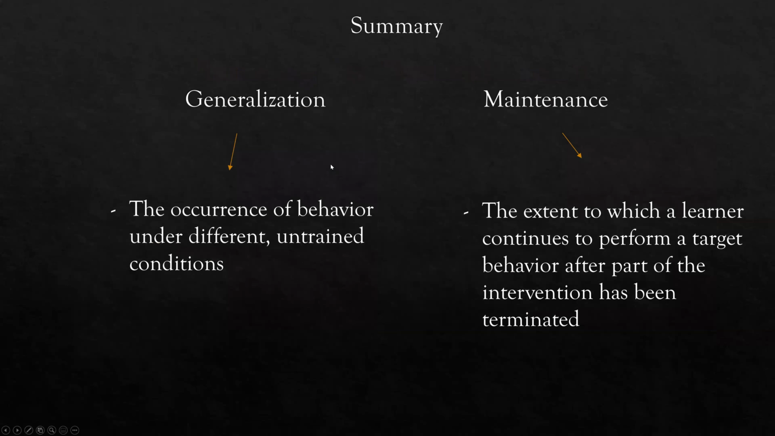Summary. Generalization, the occurrence of behavior under different untrained conditions. Simple as that, right? Teach in one place, behavior happens elsewhere. Maintenance, the extent to which a learner continues to perform a target behavior after part of the intervention has been terminated. In other words, I teach you something, I stop teaching you something, you continue to do whatever I teach you. Very straightforward. Don't overcomplicate it.